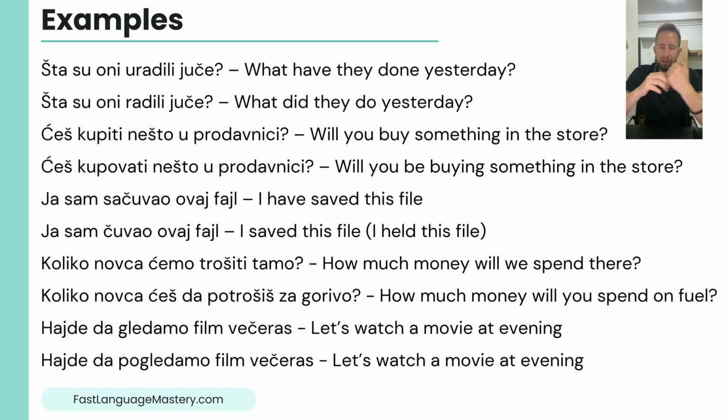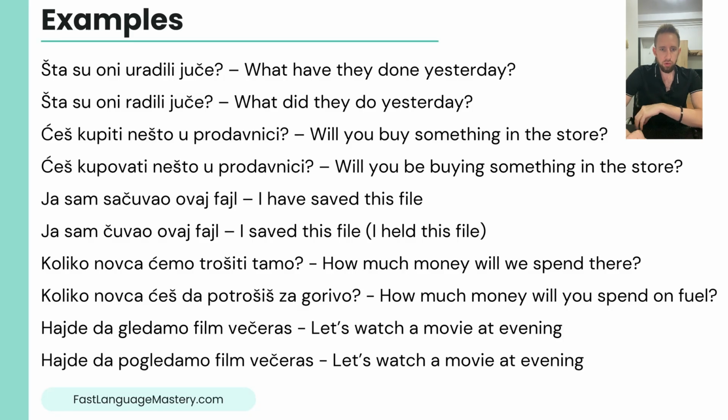Šta su oni uradili juče? Here we ask about an action which had a result or which was finished. What have they done yesterday? Not what they were doing, but what they have done yesterday. And then we ask šta su oni radili juče? What did they do yesterday or what were they doing yesterday? Here we talk about an ongoing action which is not meant to have any result or to be finished.